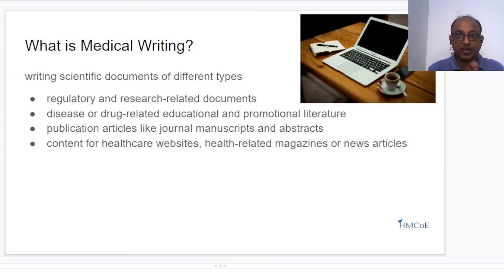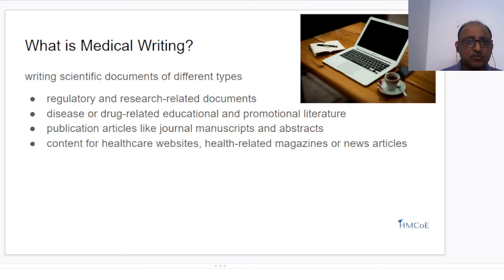First we have to understand the basics of medical writing, because only then will we be able to move ahead to what skills and knowledge are required for medical writing. When it comes to writing, there are different types of documents or content that would be required, and on the basis of that, the skills and the depth of knowledge would change.